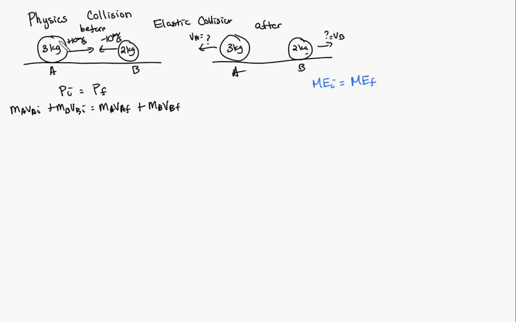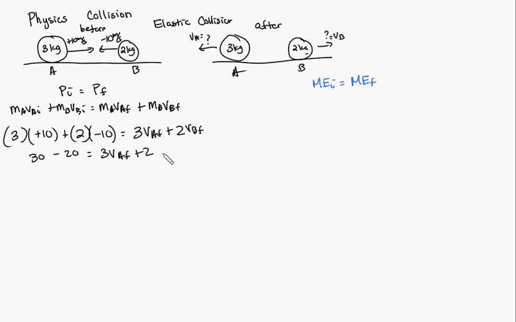So we do know mass of A, which is 3 kilograms, times the velocity of A, which is positive 10. Do the same thing with ball B, 2 times the velocity of negative 10. And we could plug in the masses here even though we don't know the velocity. We know that mass of A is 3 VAF plus 2 VBF. Simplify it. So you have 30 minus 20 equals 3 VAF plus 2 VBF. You have 10 is equal to 3 VAF plus 2 VBF.